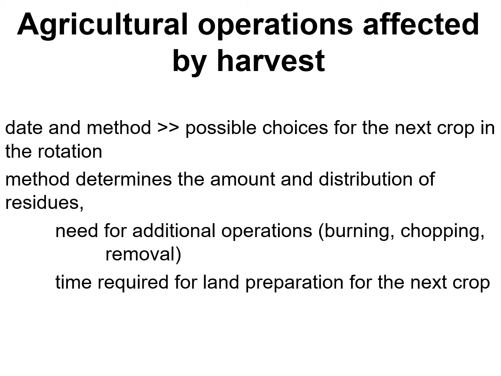There are some other agricultural operations that are affected by harvest. The date of harvest and the method employed to harvest the crop will be affecting the possible choices for the next crop in the rotation. The method of harvest determines the amount and distribution of residues. And that has implications for the possible need for additional operations like burning the residues or chopping them or removing them or taking them out of the field. Those additional operations will imply a longer time required for land preparation for the next crop. And that limits the possible choices of the species next in the crop rotation.